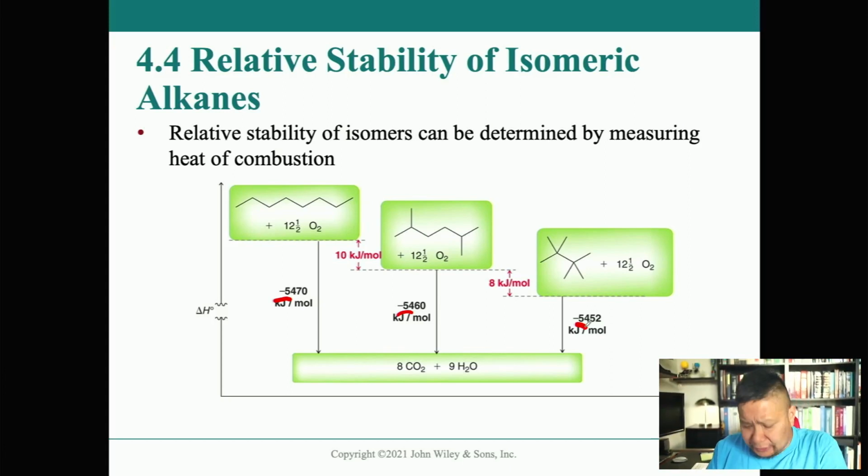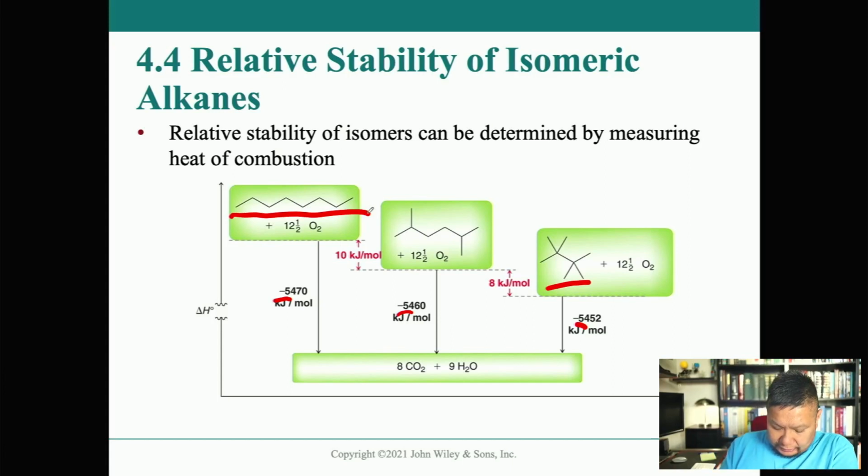Okay? So, let's go ahead and explain this chart then. What's going on here is that it's showing you that the more stable molecules are actually the ones that are more branched. The ones that release the most energy when they combust are the ones that are more flat and unbranched.